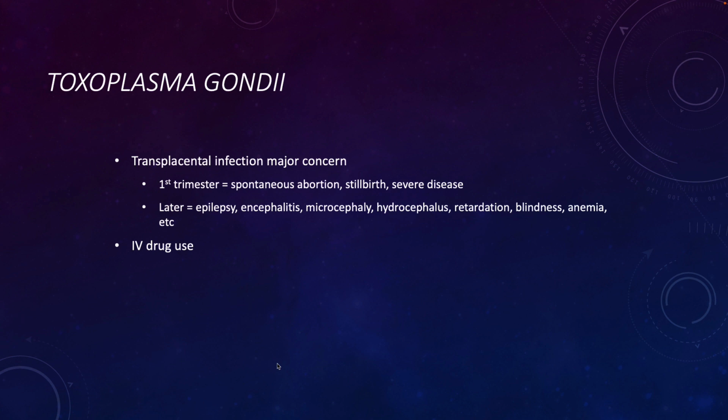What we worry about with Toxoplasma, aside from our immune-compromised patients, is our pregnant patients. Patients who acquire the infection during pregnancy, especially during the first trimester, can experience spontaneous abortion, eventual stillbirth, or severe disease in the fetus. During later stages of pregnancy, the child could be born with epilepsy, encephalitis, microcephaly, hydrocephalus, mental retardation, blindness, anemia, etc. So huge, huge, huge issue.